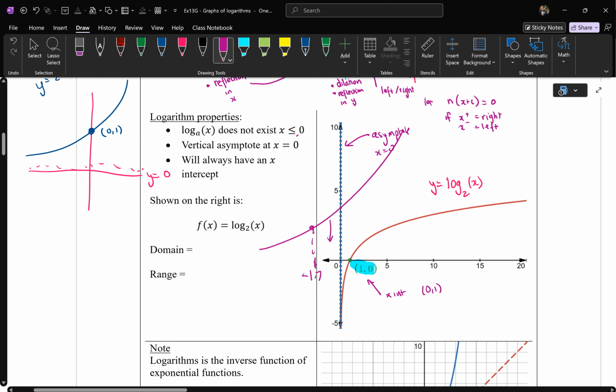Cool? All right, team. So let's fill in a couple of things. So you should have two things I want you to have in your notes. One, log graphs have an asymptote at x equals 0, and an x-intercept at 1, 0, providing it doesn't move left or right or up or down. Next thing, you guys learned domain and range from chapter 5. Looking at that graph, what's my domain?